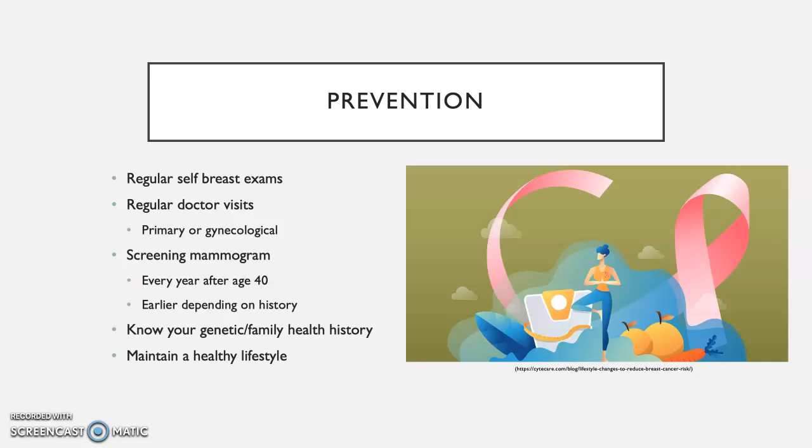Another prevention method is to maintain a healthy lifestyle. Of course, that's not possible for everyone, and that will look different for everyone. The healthiest person could be diagnosed with breast cancer, but it is a form of prevention in this case.